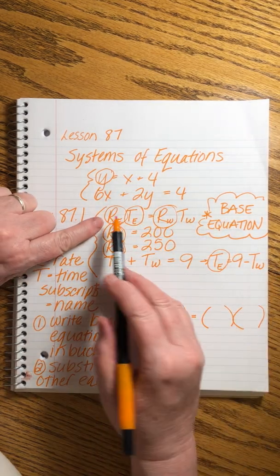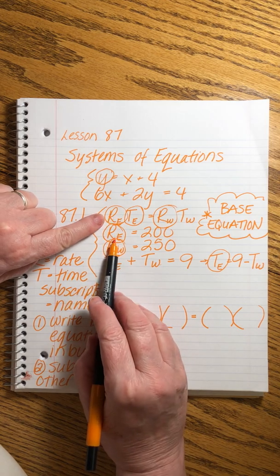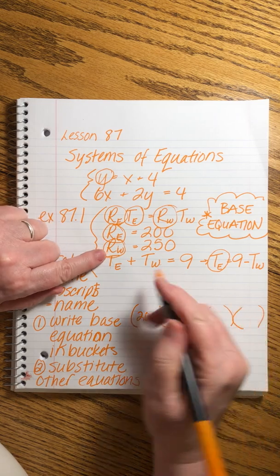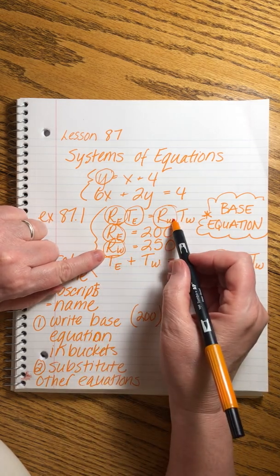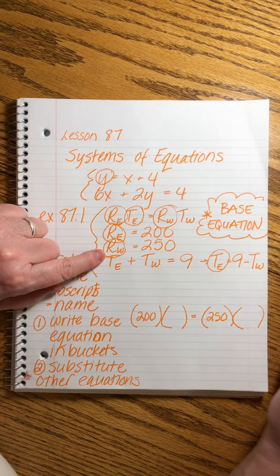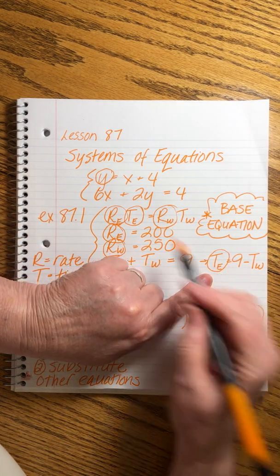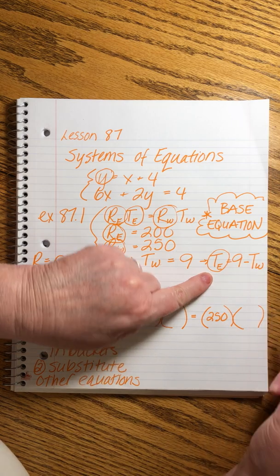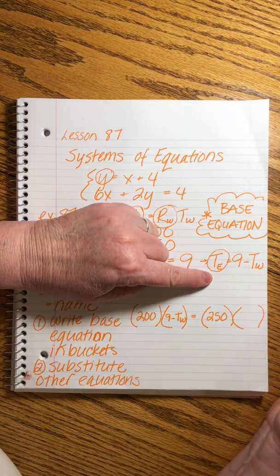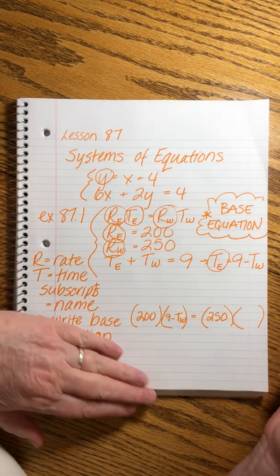This first space is for R sub E. That's the number 200. This one is R sub W. That's the first one on the other side, and it's 250. We fixed this one, T sub E, so that's over here. That should be 9 minus T sub W. T sub W is a better way to say it.